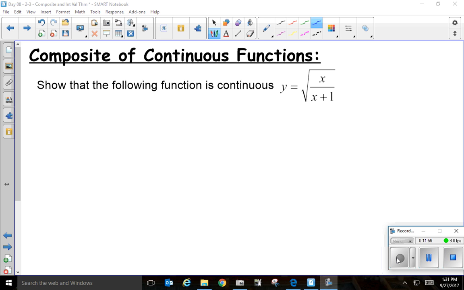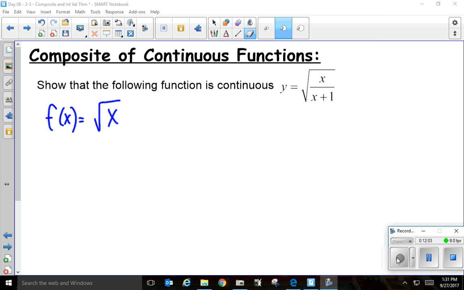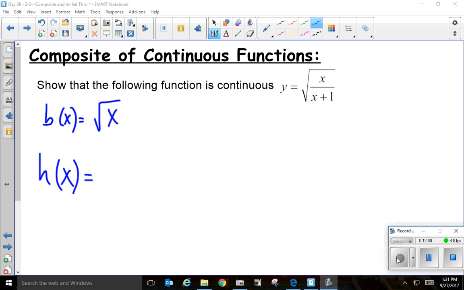Okay, I'll start by saying, I can have radical x as one of my functions. H is for the other function. You use your initials. What would my other function be? What goes into the radical here? The whole thing is what was substituted for this x, wouldn't it? So I have x over x plus 1.